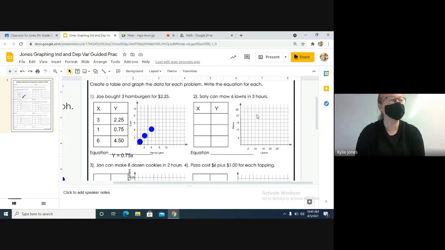Okay. The number of lawns is independent. She can mow as many lawns as she wants, right? The time depends on how many lawns she mows.